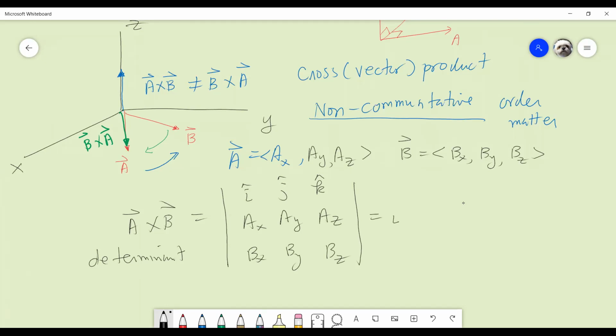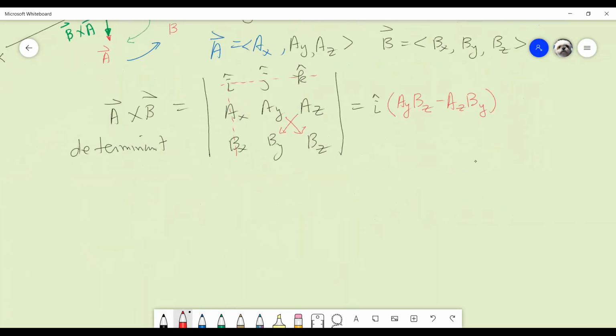Let's say I have the I here. So what is the component of I? The way you evaluate the component of I is you draw a line here, and then you multiply this, subtract, and multiply that. So therefore, I have AY times BZ minus AZ times BY. Good?